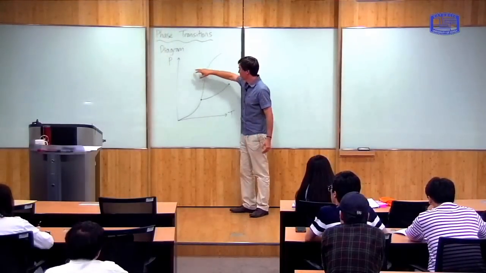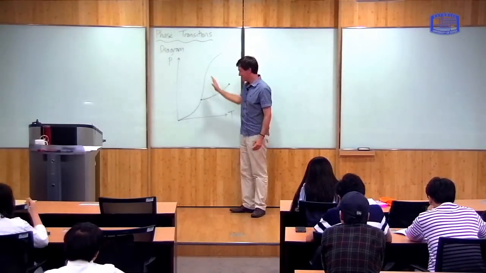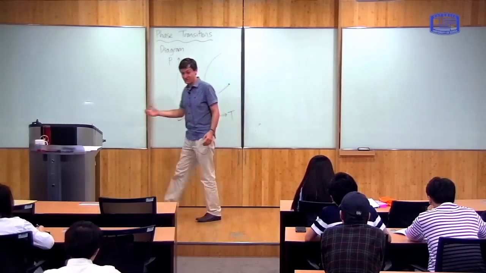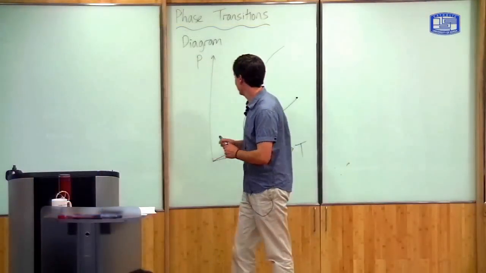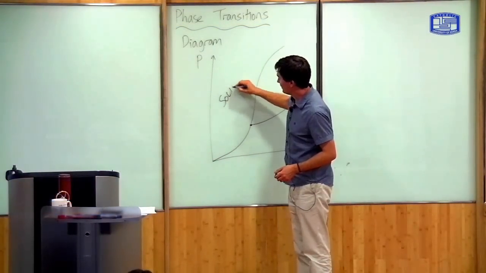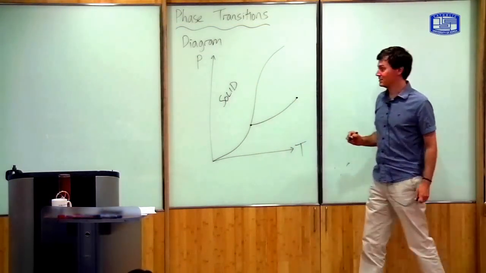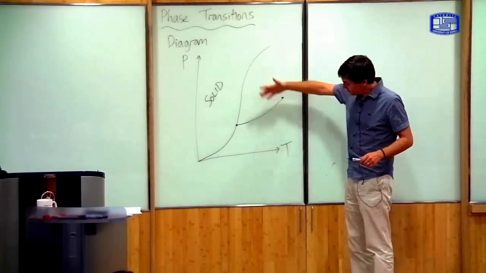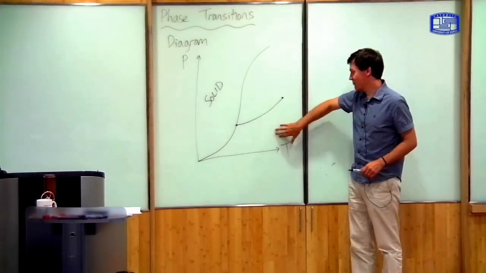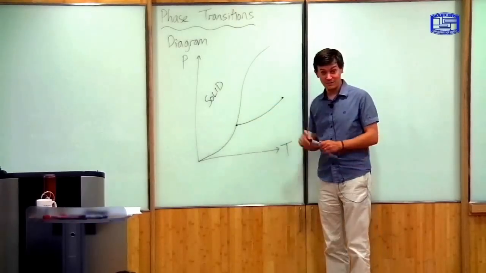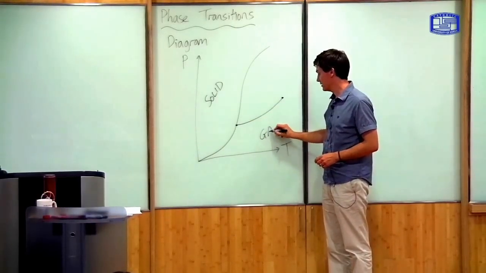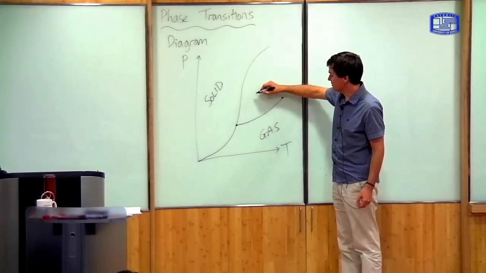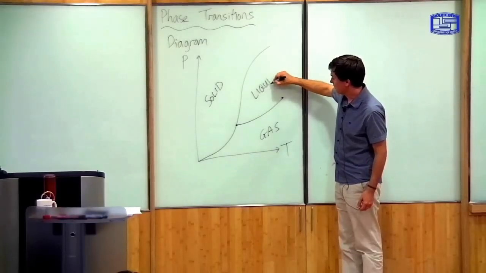If we are here on the diagram, this corresponds to high pressure and low temperature. So at high pressure and low temperature, we should expect to find a solid, and that is indeed what you do find. So this region is the solid region of the graph. In the opposite case, if we're down here, this is high temperatures and low pressures. So here we would expect to find a gas, and that is indeed what you do find. And at intermediate temperatures and pressures, you will find a liquid.